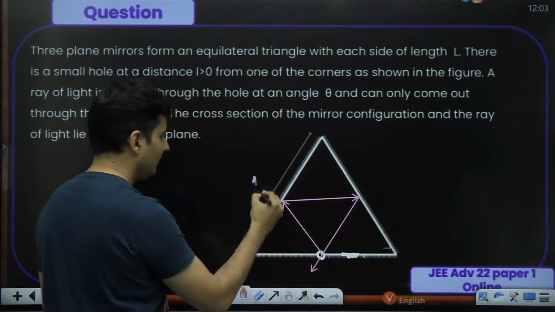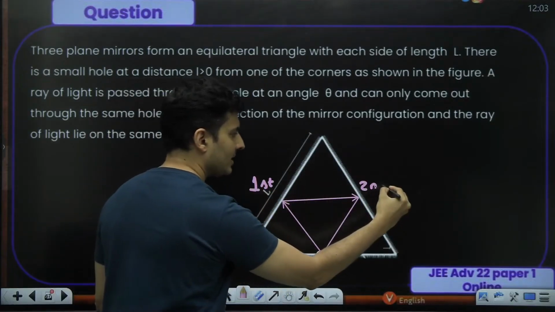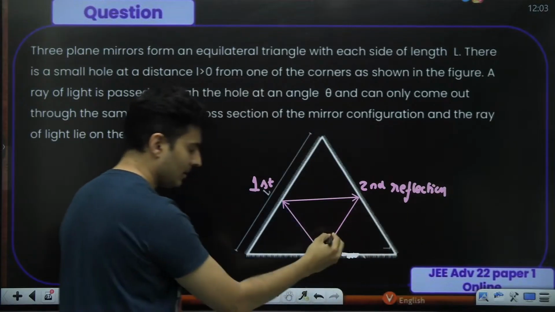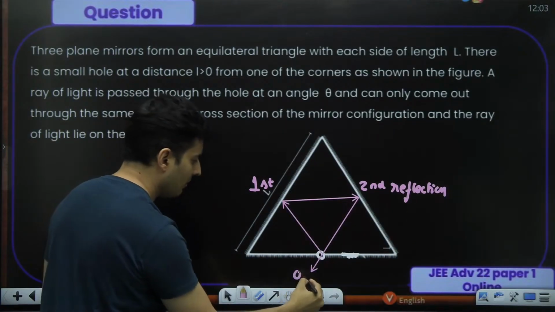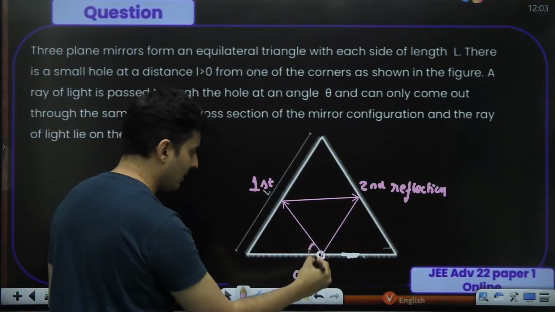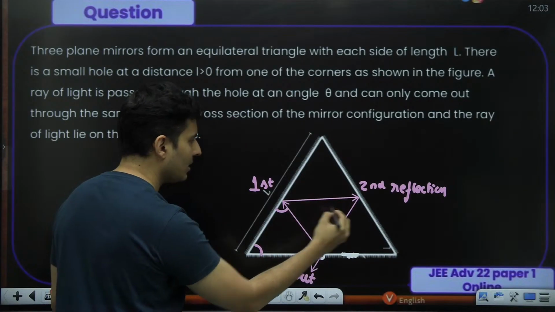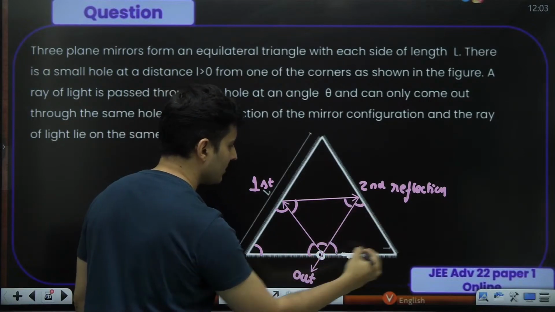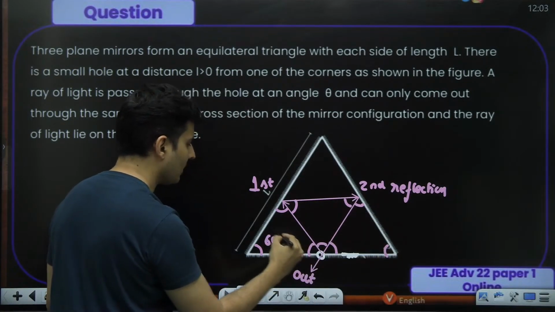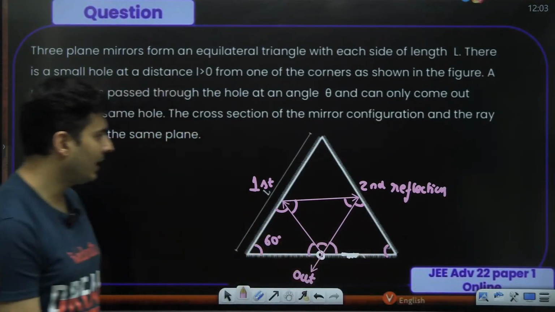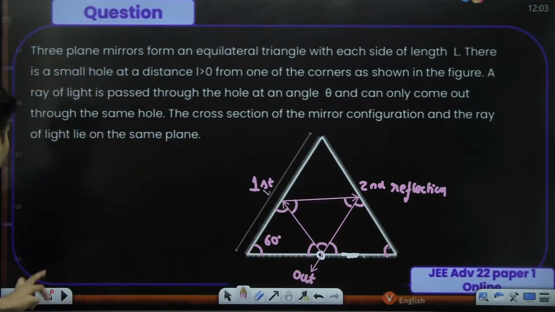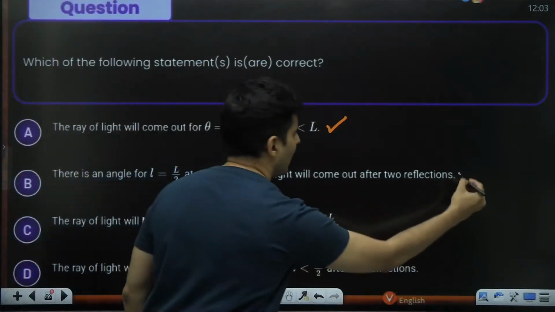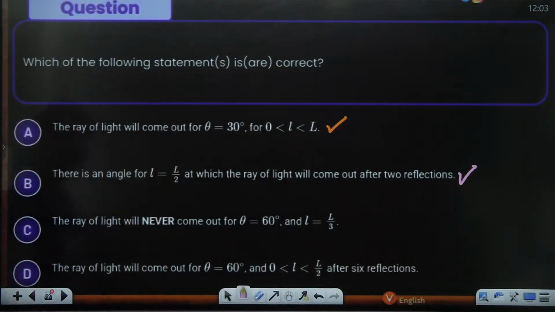So this is the first reflection. This is the second reflection. And that's it. After the second one, it is directly able to come out. And when this is happening, all these angles are, by the way, equal. This is 60, this is 60, this is 60, and so on. All the angles are congruent. All 3 equilateral triangles are formed. So this is also possible. So definitely I can say there is an angle for which this happens, and yes, it is definitely happening.